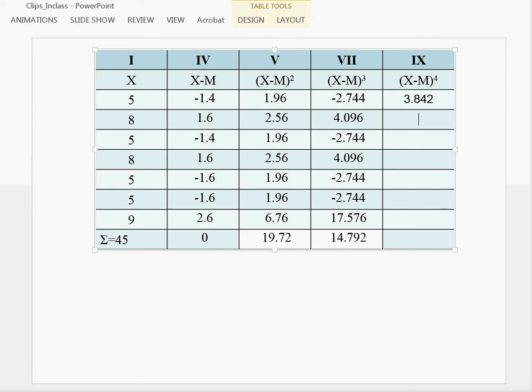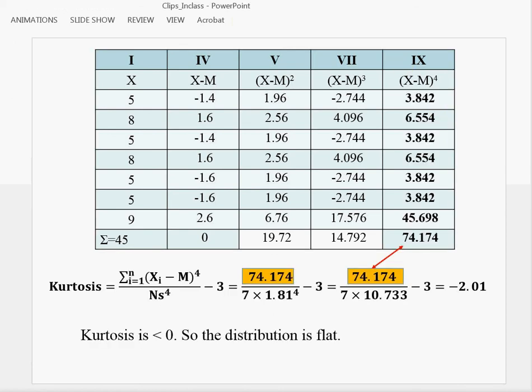For the second case, 1.6 times 4.096, you have 6.554. Okay, and again you do this to all cases, and you obtain the deviations raised to the fourth power, such as this. Again, you can find the sum of deviations raised to the fourth power, and this formula gives us the way to calculate kurtosis. There are two parts in this formula.